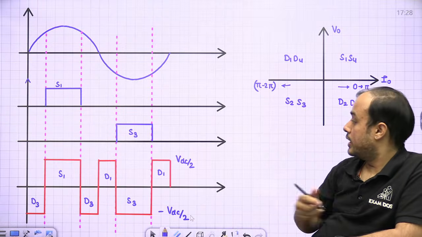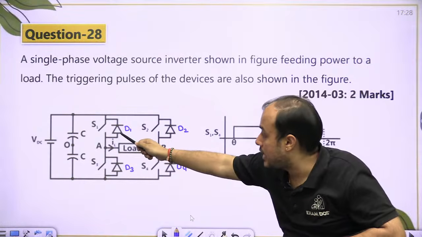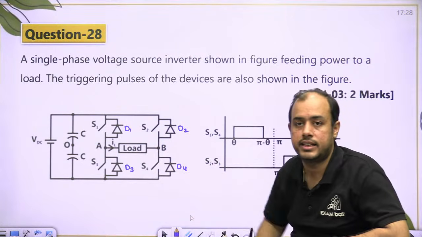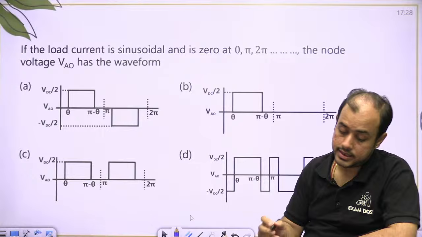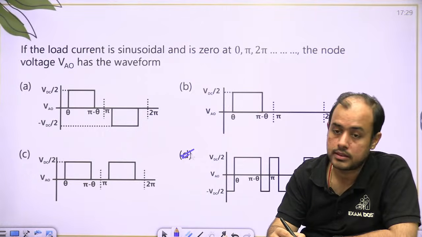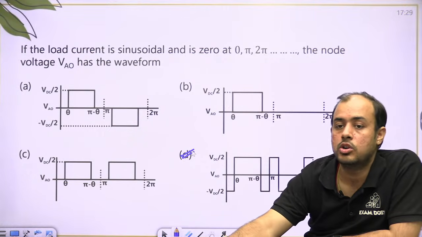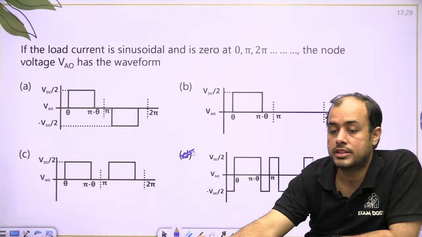Okay. So in A, how many switches and diodes are there? S1, D1, S3, D3. So what should the answer be? Is the logic clear to everyone? Tell me, is the logic clear?